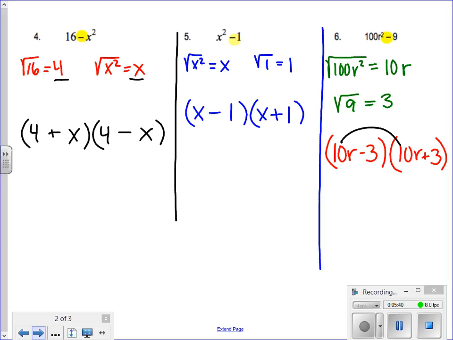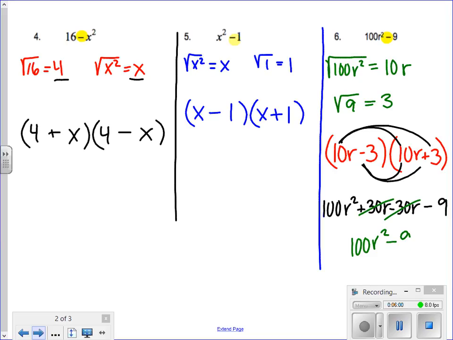So let's check here. 10r times 10r is 100r squared. 10r times 3 is plus 30r. Negative 3 times 10r is minus 30r, minus 9. Well, the plus 30r and negative 30r cancel, and you're left with 100r squared minus 9, which is exactly what I started with, so I know I worked correctly.